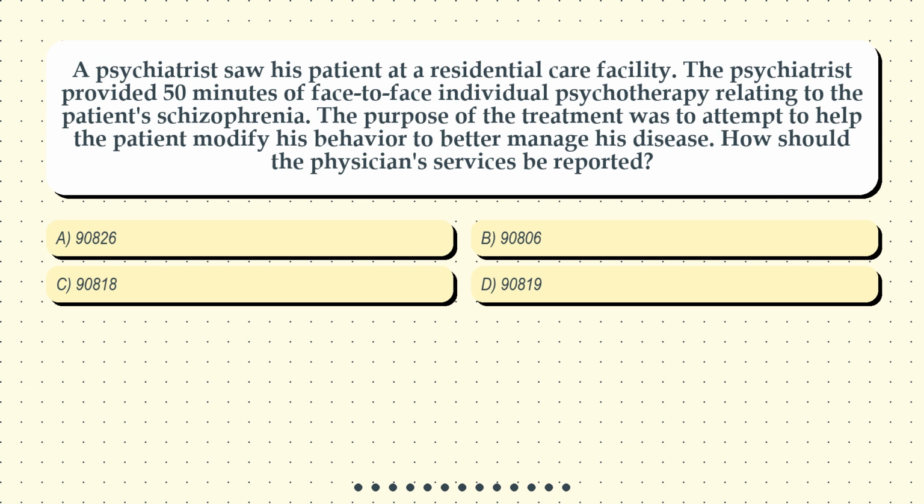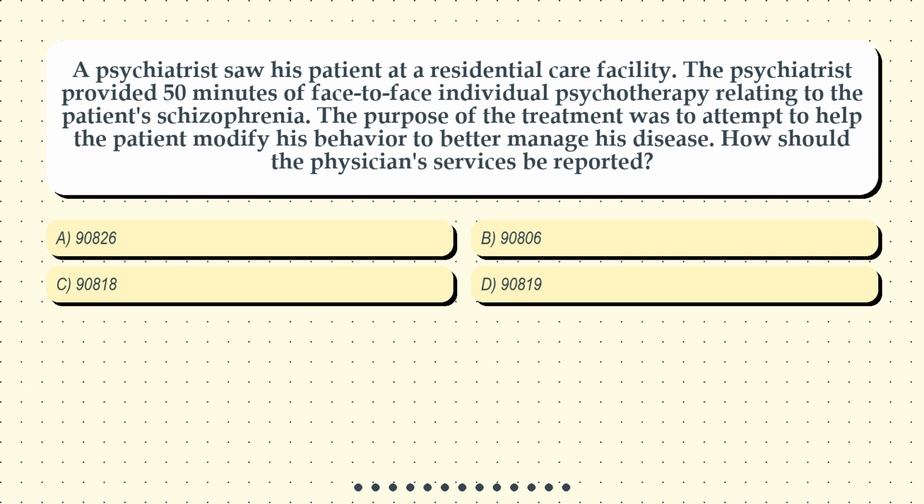Question 3. A psychiatrist saw his patient at a residential care facility. The psychiatrist provided 50 minutes of face-to-face individual psychotherapy relating to the patient's schizophrenia. The purpose of the treatment was to attempt to help the patient modify his behavior to better manage his disease. How should the physician's services be reported?